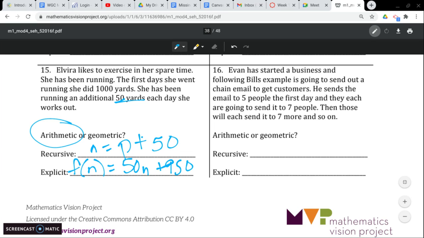All right, so remember, we've done these before. You guys have lots of experience with these. Geometric means multiplying, arithmetic means adding or subtracting. Geometric can also be dividing if we're dealing with a fraction.